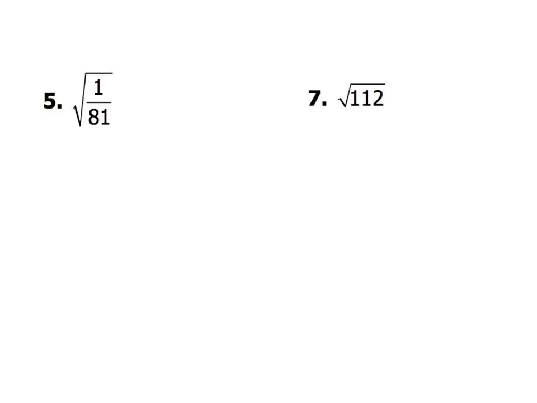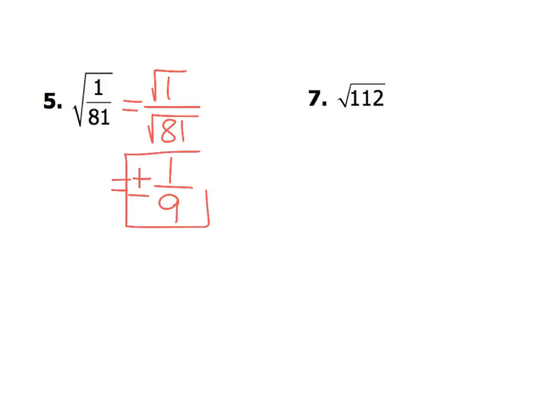All right, now if you have a problem that looks like number 5, where we're taking the square root of a fraction, what you want to do is break it down so that you're taking the square root of the numerator all over the square root of the denominator. So we would rewrite number 5 as the square root of 1 over the square root of 81. Now 1 and 81 are both perfect squares, so the square root of 1 gives us 1, and the square root of 81 gives us 9. Now we have to remember to put plus or minus on the outside, so simplifying this radical, we get plus or minus 1/9.